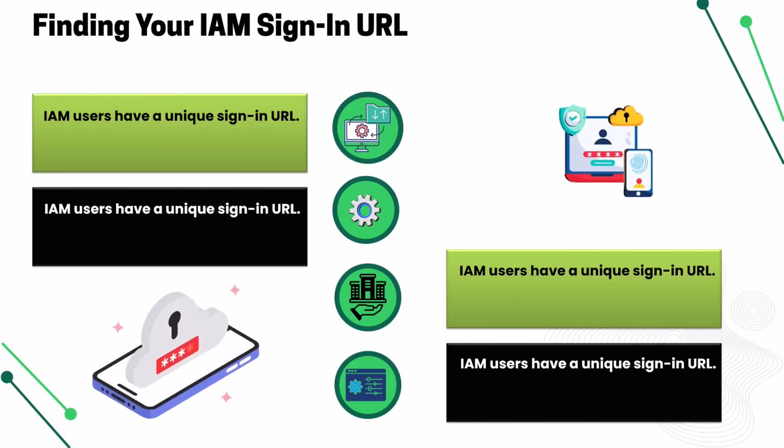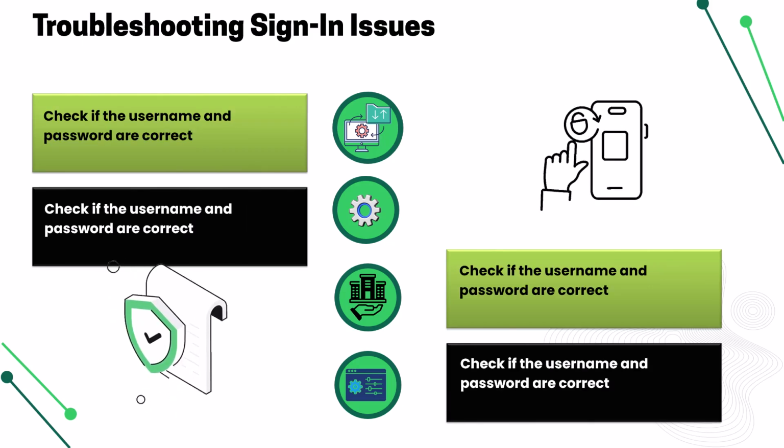Next up, your IAM sign-in URL, the golden ticket to AWS. Every user gets a unique link, ensuring secure access. You'll find it in the AWS console, or if you're lucky, your admin might just send it over. Keep this link safe because without it, logging in becomes a wild goose chase. We've all been there, staring at the screen, wondering why our login isn't working.